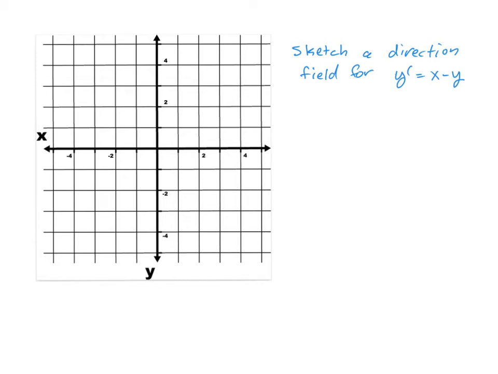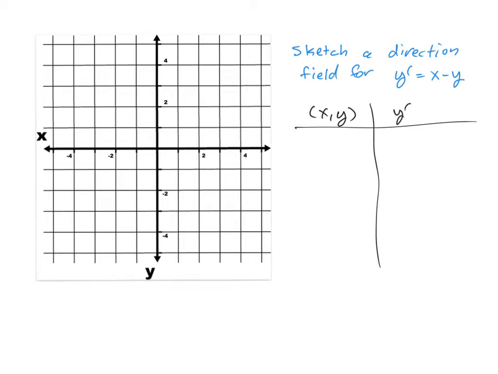All right, to sketch a direction field for this equation, the first thing you want to do is build a table and fill it up with some ordered pairs. So we're going to have a table with our x, y pairs in it. And then we're going to have the second part of the table be our y prime, or our slope calculation.